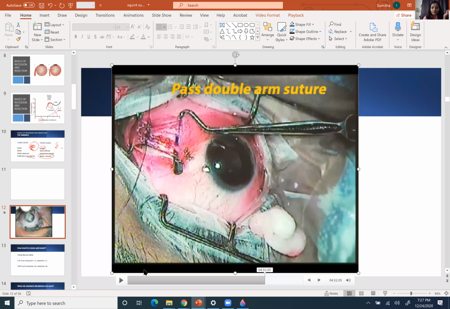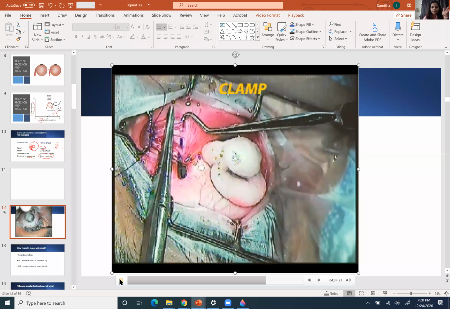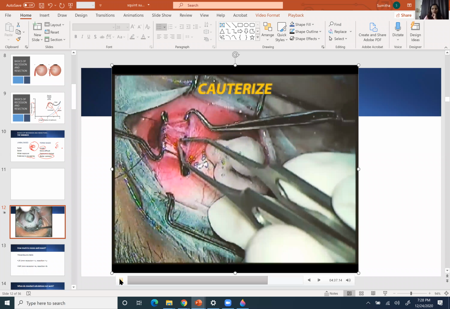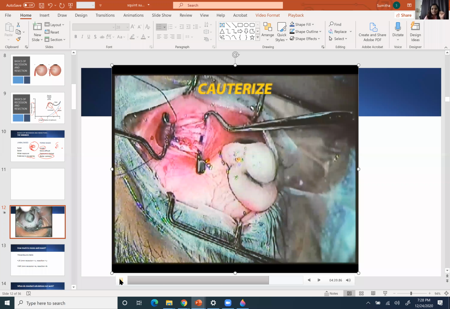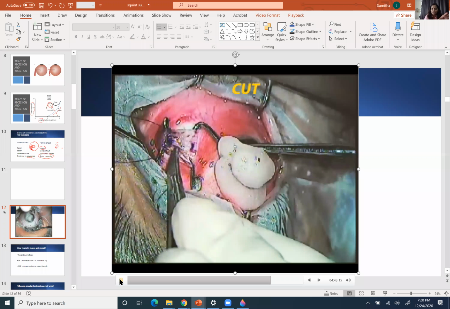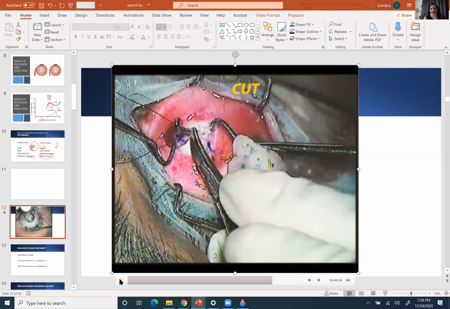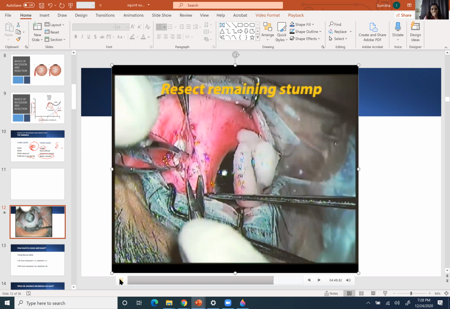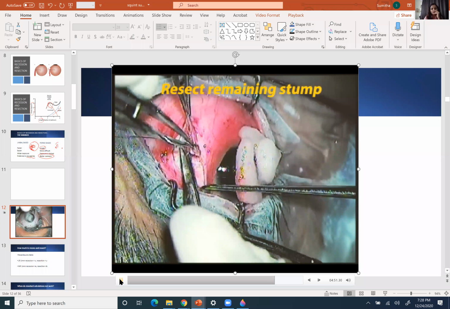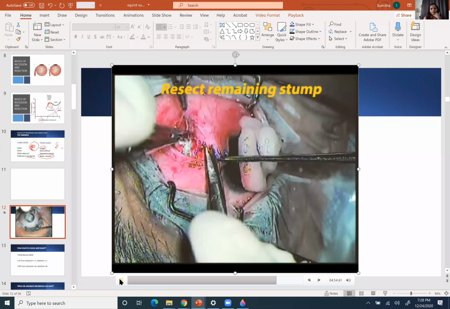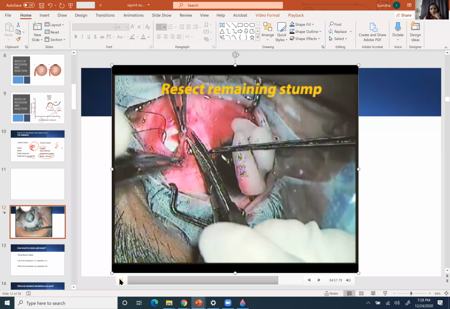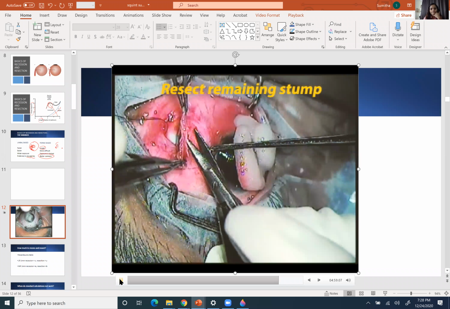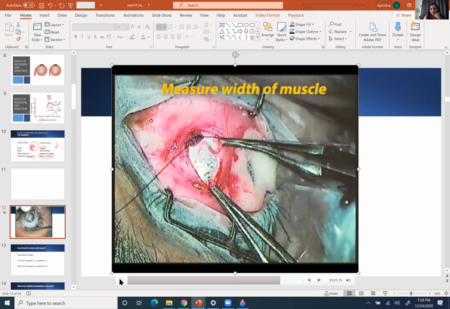Whereas for resection, you're actually cutting through the bulk of the muscle where it's very vascular. So it's very important to clamp the muscle. You clamp the muscle using a mosquito forceps or an artery forceps. Then you cauterize all the major blood vessels that you're actually seeing. In fact, try to cauterize the entire muscle and blanch it out like that, like you can see there, and then cut. So resect the remaining stump. Again, apply fixation forceps on either side. So now you measure the width of the muscle, then mark that point at the insertion.